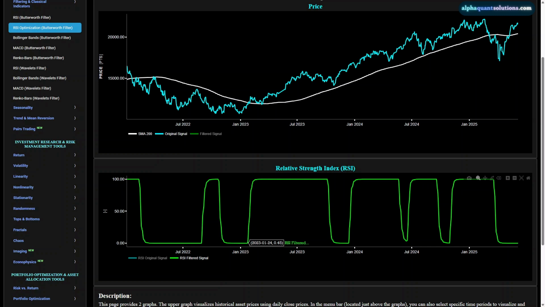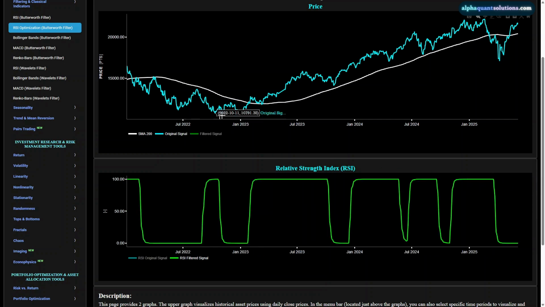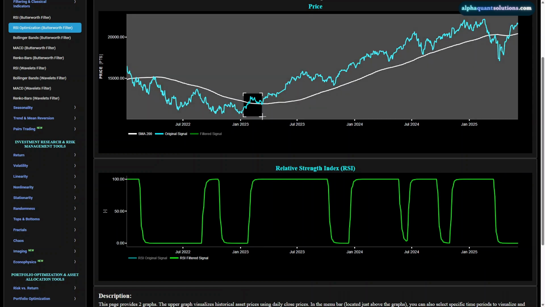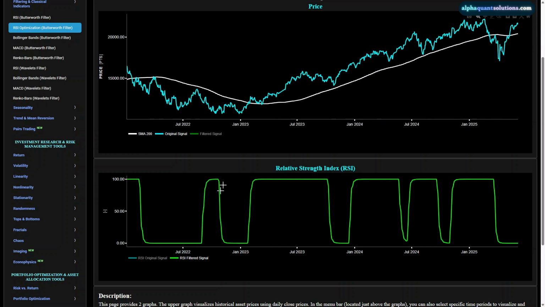The next one would be this one, around 24 January. Let's zoom in. There is an uptick on the 24th of January 2023. We'll zoom in around this area. On the 24th of January 2023, we are again below the white line, so below the 200-day SMA. So this one again does not qualify as an entry point.